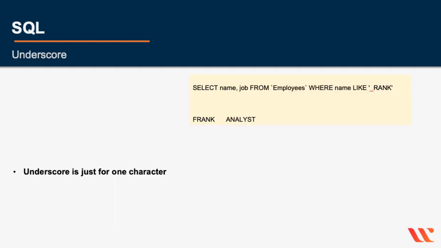The underscore. The underscore is used as a wildcard to match just one character. So here we're saying SELECT name, job FROM employees WHERE name LIKE '_rank'. So in this case, we're looking for rank, so it has to be exactly one character.